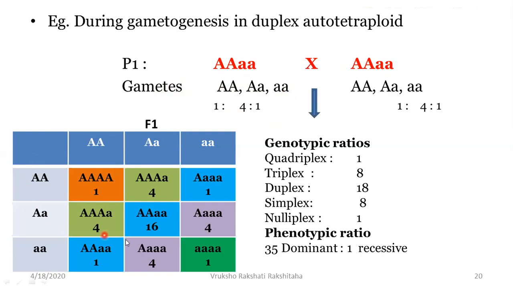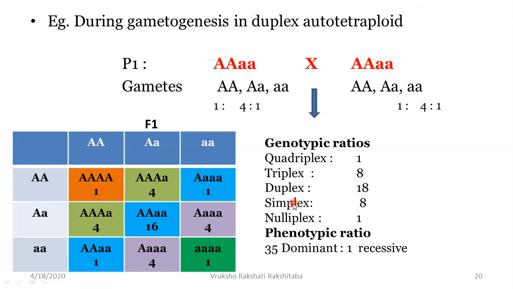Now this is the Punnett checkerboard, and you can look here to see the genotypic ratio. For all four dominant alleles, that is quadruplex, there is only one. For triplex, you can see the ratios given: this is 4 and this is 4, so triplex is 8. Then duplex, you can see the duplex here, they are 18.